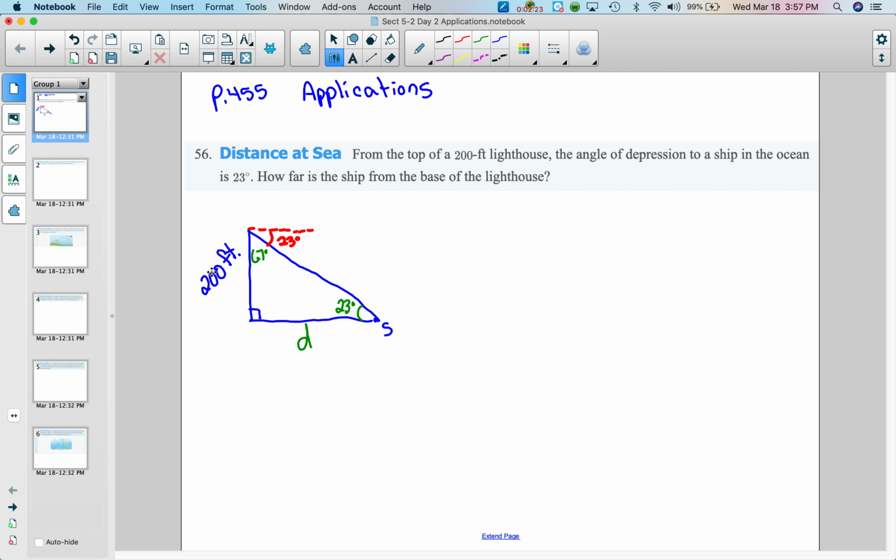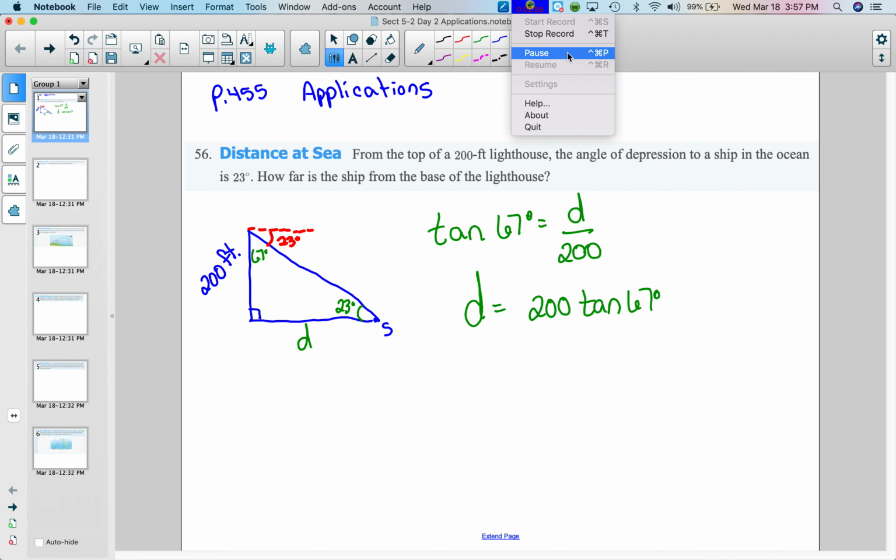I would either use the 23 degree angle or the 67 degree angle. And using tangent, it's opposite over adjacent. I'm actually going to use the 67 degree angle and say tangent 67 degrees equals D over 200. The reason for doing that is if I used the 23, which I could, tangent 23 equals 200 over D, but then I'm going to have the D in the denominator, and you probably would rather not do that. So then we get D equals 200 times tangent 67, and we're going to grab our calculator.